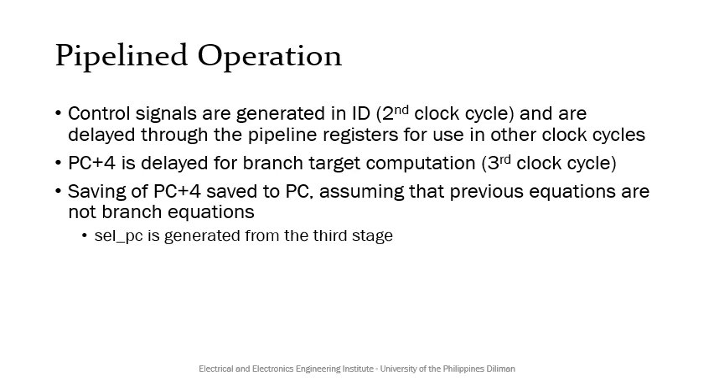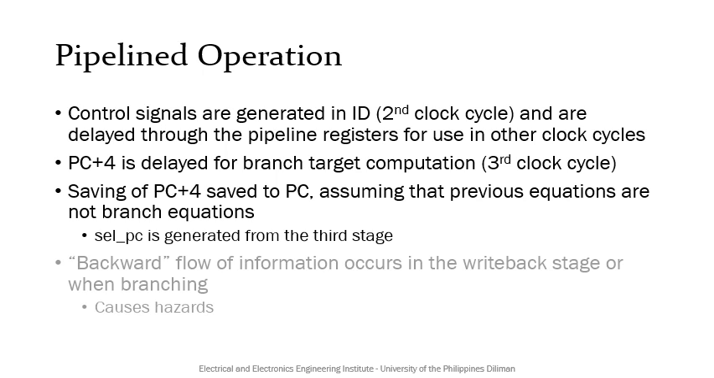Note, however, that the PC+4 value is immediately saved to the PC at the first clock cycle, assuming that the previous or earlier instruction, the one at the third clock cycle, does not require branching, since sel PC is adjusted by the branch instruction at the third clock cycle. Fourth, there is a backward flow of information that occurs in the write-back stage or when branching. This actually causes hazards, which we will discuss next.